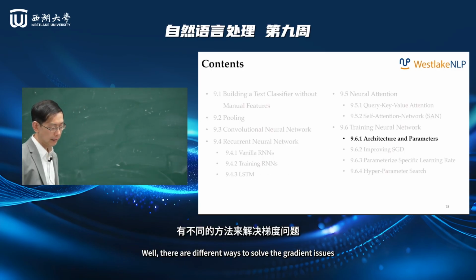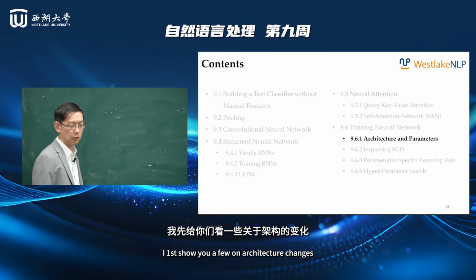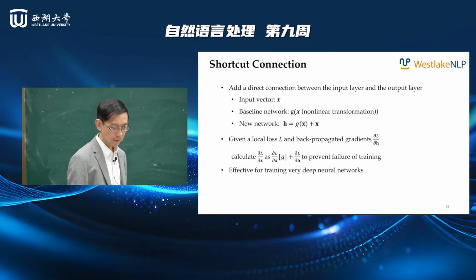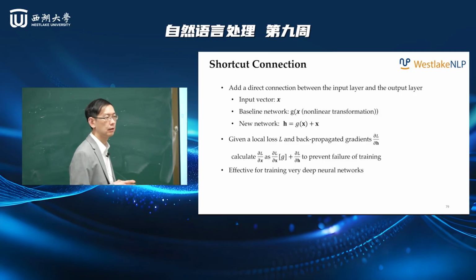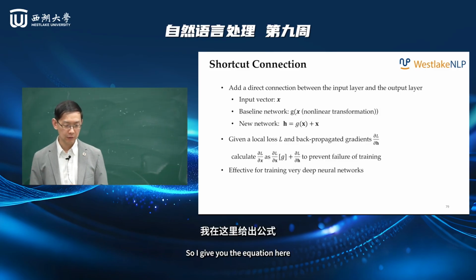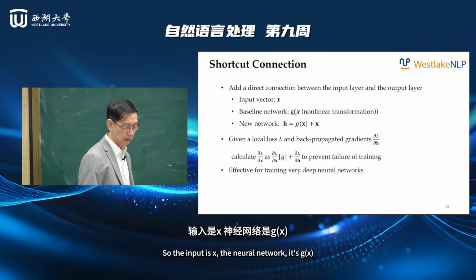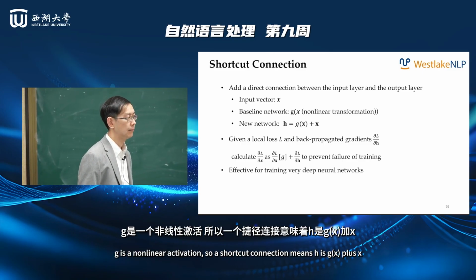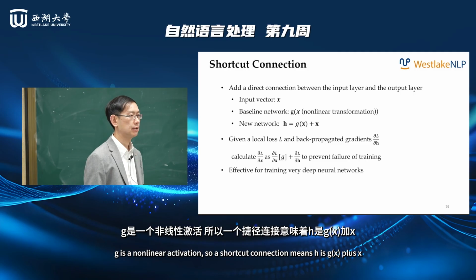Well, there are different ways to solve the gradient issues. I first show you a few on architecture changes. Remember last week we talked about the shortcut connection, right? So I give you the equation here. The input is x. The neural network is g of x, where g is a nonlinear activation. So a shortcut connection means h is g of x plus x.